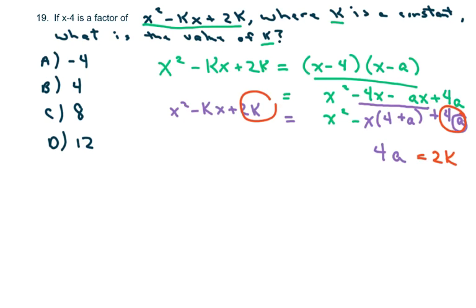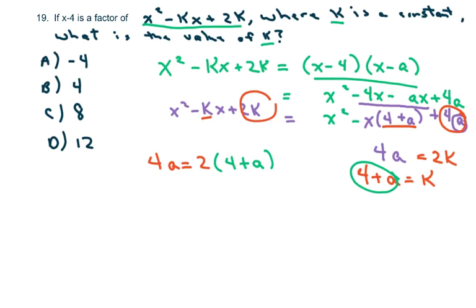And then we have also that 4 plus a equals k. So we have a system, so we can substitute. We get 4a equals 2 times my k, and my k is what? 4 plus a. So we get 4a equals 8 plus 2a. So 2a equals 8. So a is 4.